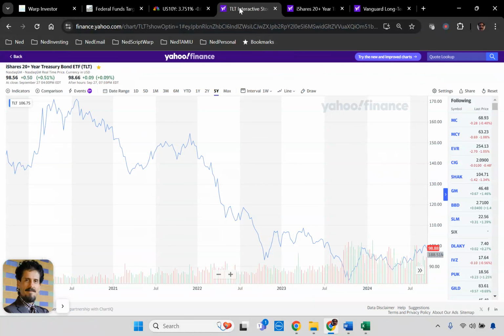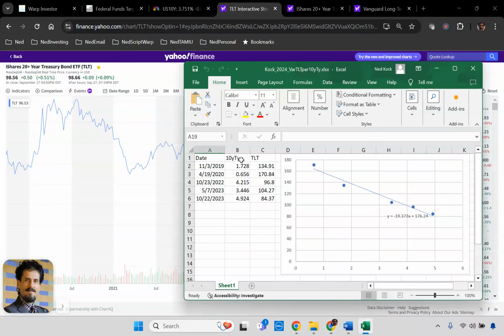And I also went to this graph here of the TLT, which tracks long treasuries. And I picked up the same values but for the TLT. So I built this little table here. So here you have the yields of the 10-year treasury, and here you have the values of TLT. Then I built a graph with these values. That's the graph here on the right.